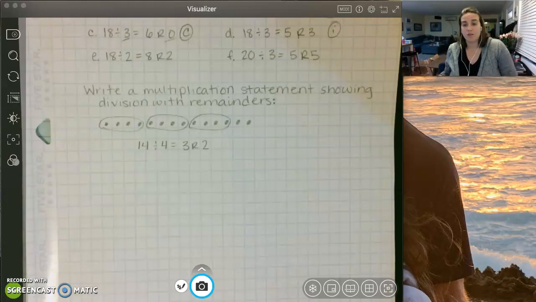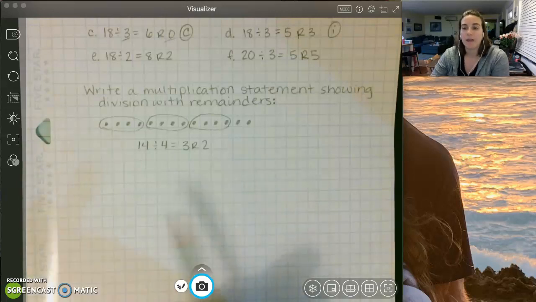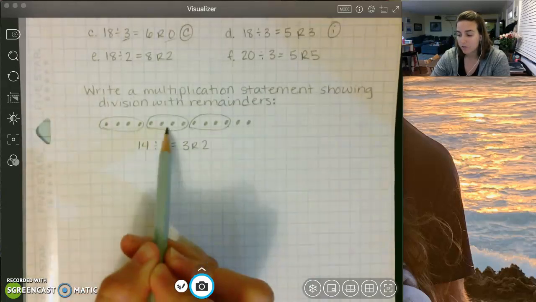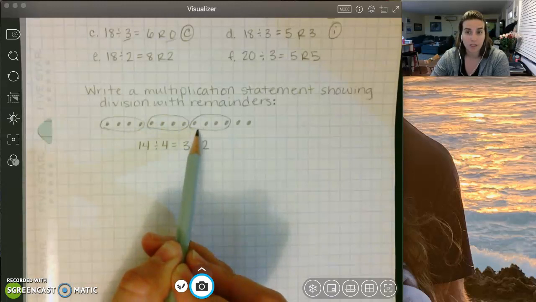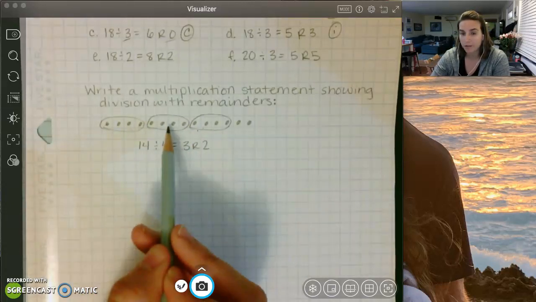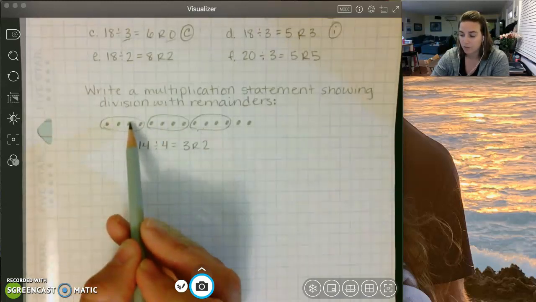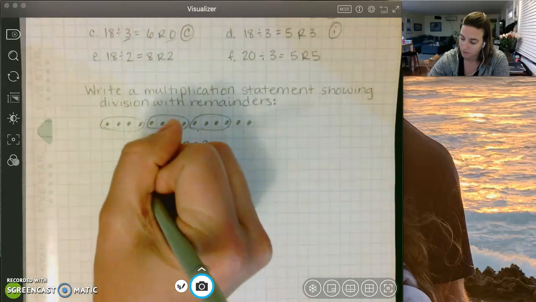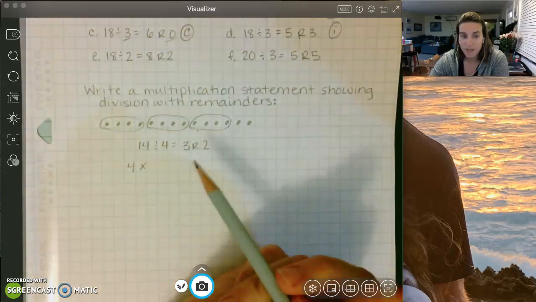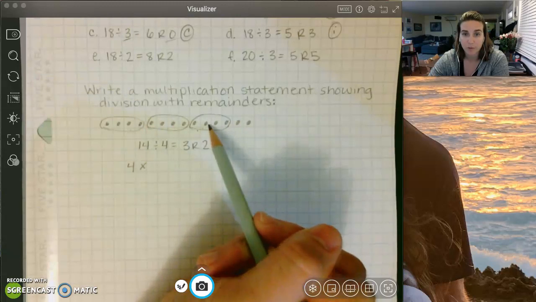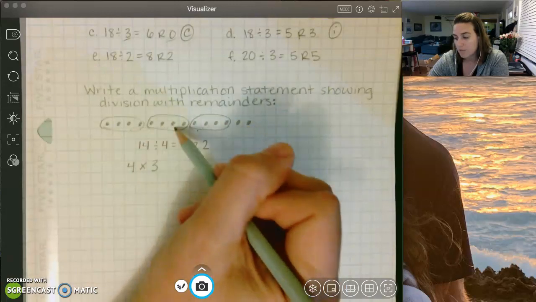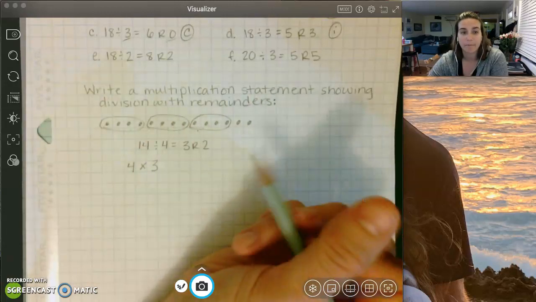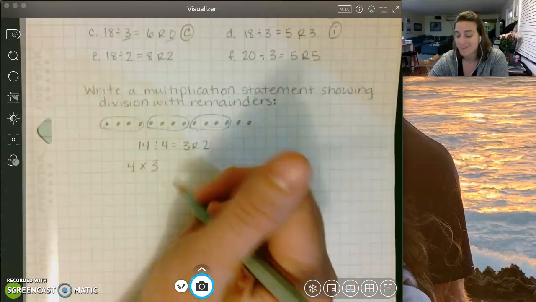So the way that we can do that is by looking at first the dots that are in groups. So let's just first look at these ones. If we want to write a multiplication statement for these dots here, we have 1, 2, 3, 4 dots times how many groups? 1, 2, 3 groups. So 4 times 3 equals what? 12.